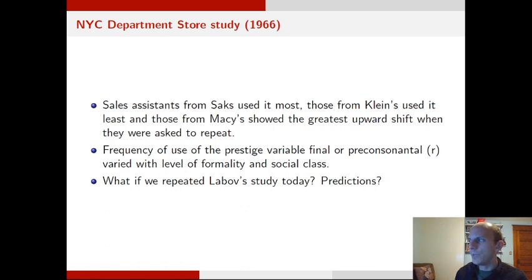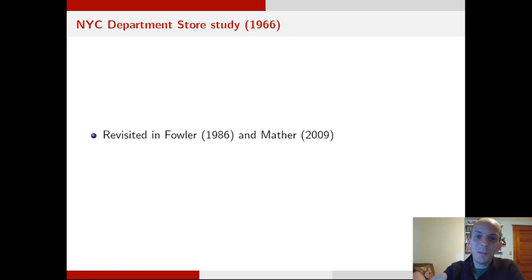Right now. Like, we flew out to New York. We can't because quarantine. But imagine that we did this four months ago. We could have done it. What do you think would happen? Well, people actually did this. People have gone back since, two studies at least that I know of. Here's one by Fowler in 86, 20 years later, and another one by Mather in 2009, only 11 years ago. So, recent as far as these things go. What do you think they found?